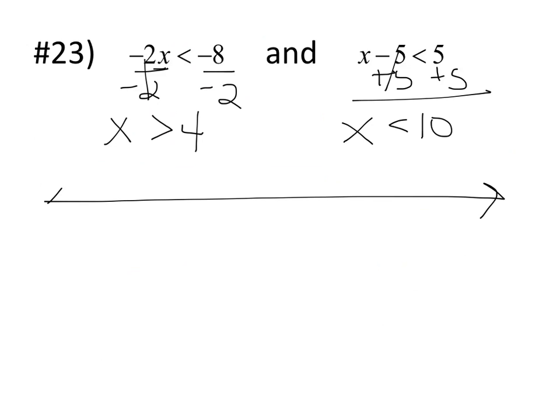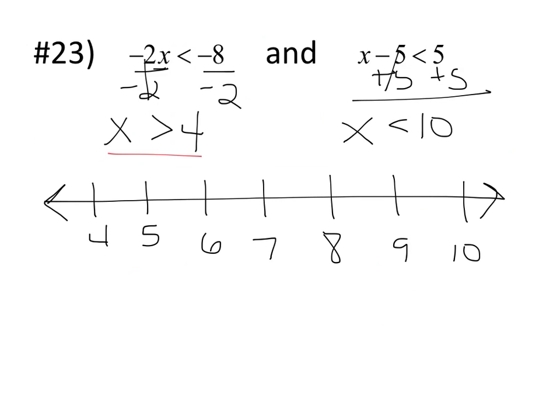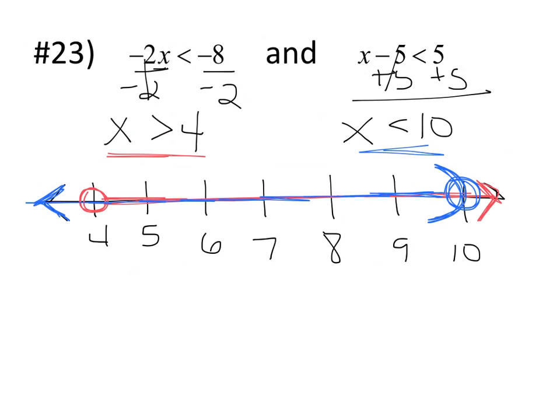So now I've got 4 and 10. So I'm going to go 4, 5, 6, 7, 8, 9, and 10. I'll go ahead and go red and blue. Open circle red. And I'm going to shade the way the arrow is pointing because my variable's first. So that's this way, right? Open circle blue. Shade the way the arrow is pointing. Okay. Now remember, we're switching open circle to parentheses.